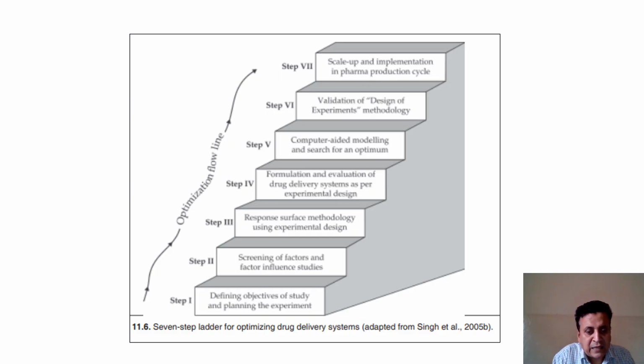We have to define the objectives of the study and plan the experiment. Then after that, step 2, we have to screen the factors and factor influence studies. Third is we have to perform the response surface methodology using the experimental design, means on a small scale, on the lab scale. Step 4 is formulation and evaluation of the drug delivery systems as per the experimental design. We can also use the computer aided modeling and search for an optimum requirement of the factors. Then we have to validate the design of experiment, and finally in step 7 we can scale up and implement the pharma production cycle.